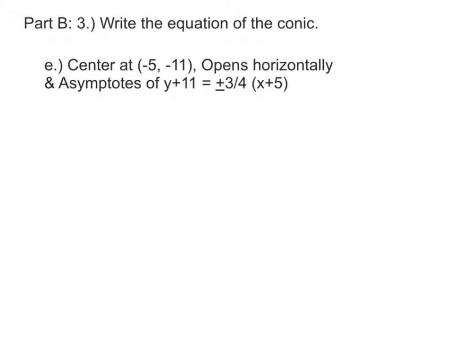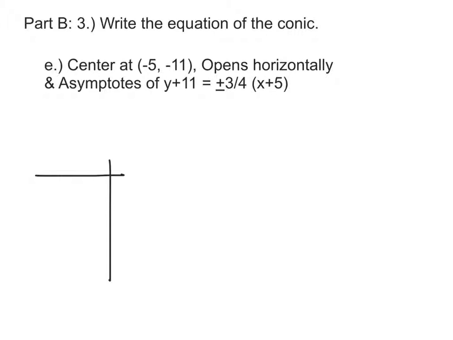One last conic, and that's one with the center at -5, -12, opening horizontally with asymptotes at y plus 11 is equal to plus or minus 3/4 x plus 5. All right, so a lot of information there, and it still didn't tell us which kind of conic section we're dealing with. So we should probably sketch it out.